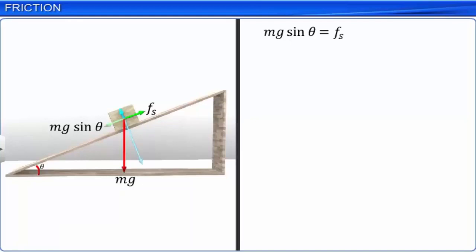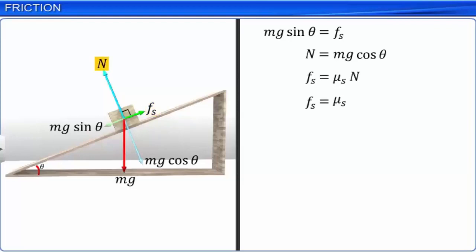The normal reaction on the block acts perpendicular to the surface as shown, and it is equal to mg cos theta. As per the laws of friction, if μs is the coefficient of static friction, then Fs is the product of μs and N, which is equal to μs mg cos theta.